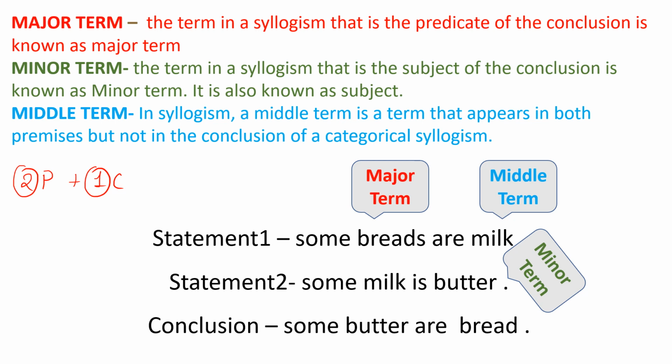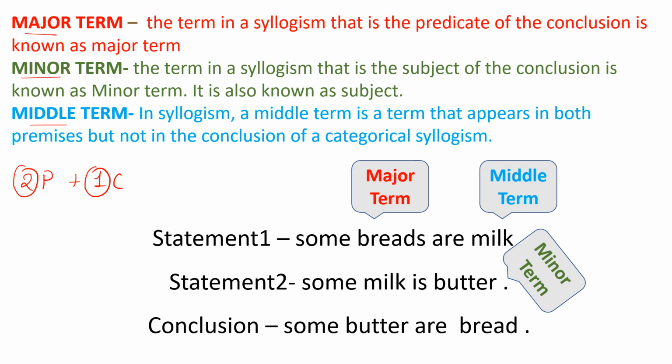So here, look at this example: there is statement 1, statement 2, then you have a conclusion. Statement 1 is saying some breads are milk, some milk are butter, and the conclusion is saying some butter are bread. So here there are three important things that you have to remember: the major premise, the minor premise, and the major term, the minor term, and the middle term.